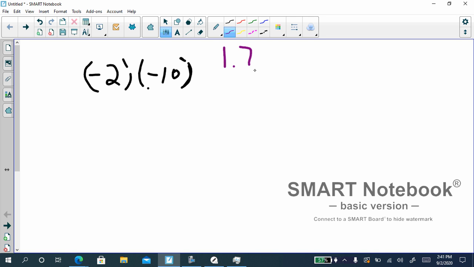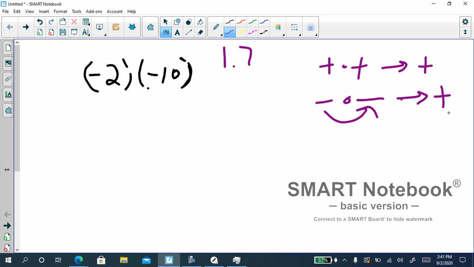So let's work through a few examples in 1.7. So here we're dealing with multiplication. So we need to remind ourselves of a couple of things. If we have a positive times a positive, that makes a positive. If we have a negative times a negative, what does that make? A negative and a negative touching, that says the opposite of a negative, which is a positive.